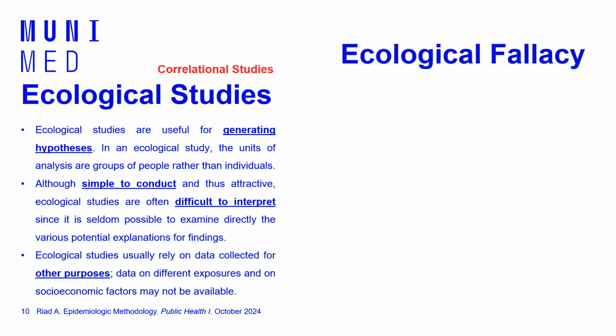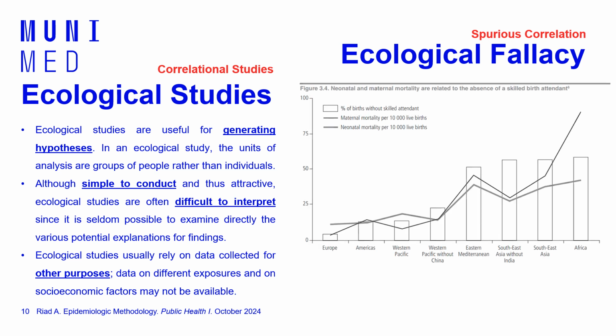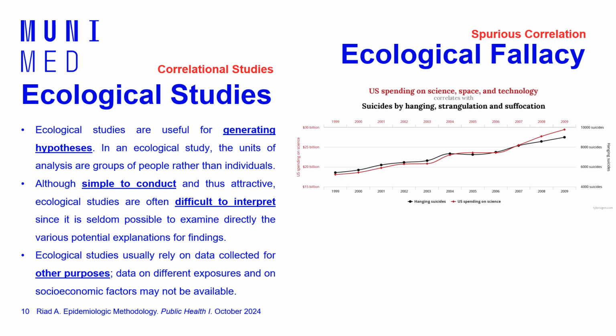And you have to be careful because some epidemiologists and even medical scientists make this huge mistake, which is called ecological fallacy, which is also sometimes called spurious correlations. So spurious correlations or ecological fallacies can be seen in this graph, for example. When you look at this graph, there are two lines. One line, the red line, represents the US spending on science, space, and technology over the years from 1999 until 2009. And in the same period, the black line represents the rates of suicides by hanging, strangulation, or suffocation.